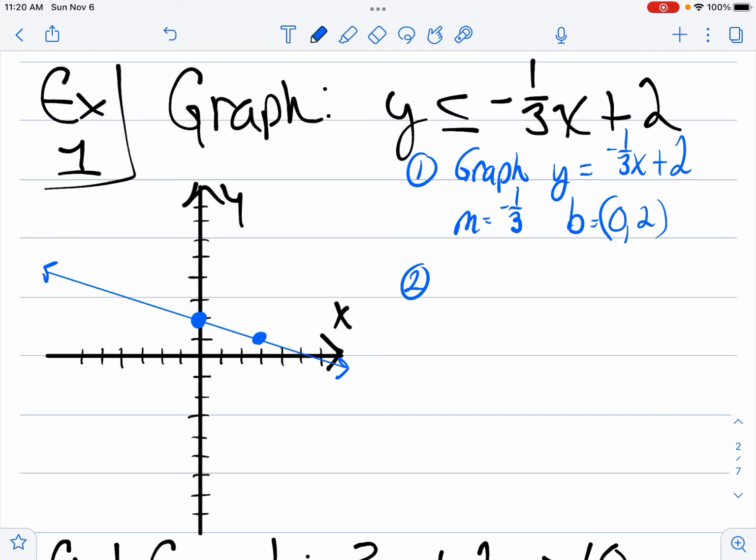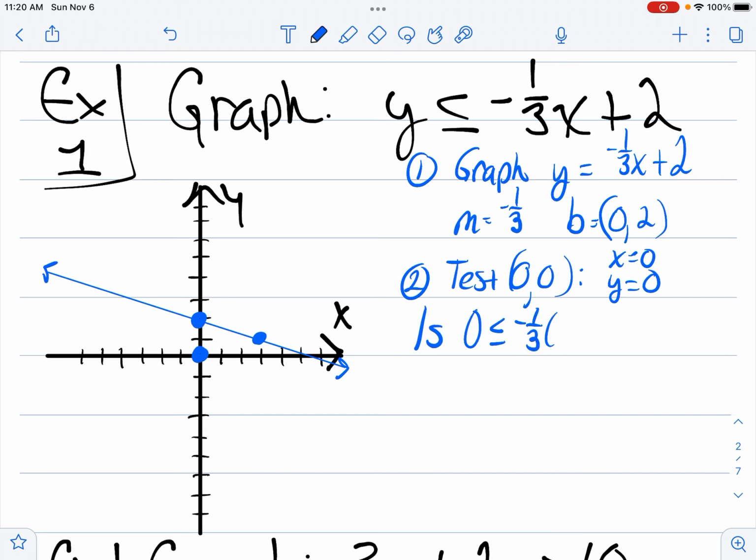So remember, that means x equals 0 and y equals 0. I'm actually going to plot it right here so we know where it is. Okay, so there's where (0, 0) is. And we're just going to plug in the numbers. So the question becomes, is 0 less than or equal to -1/3 times 0 plus 2?